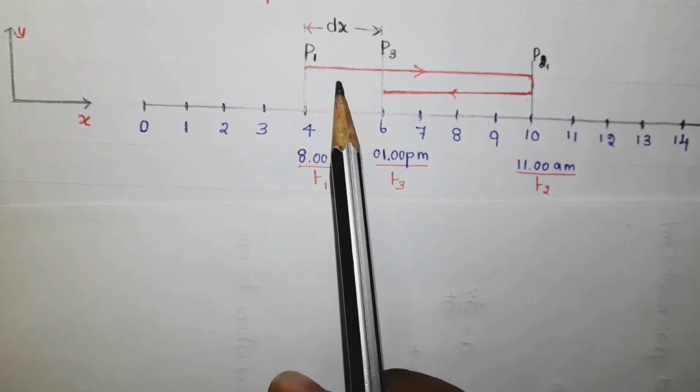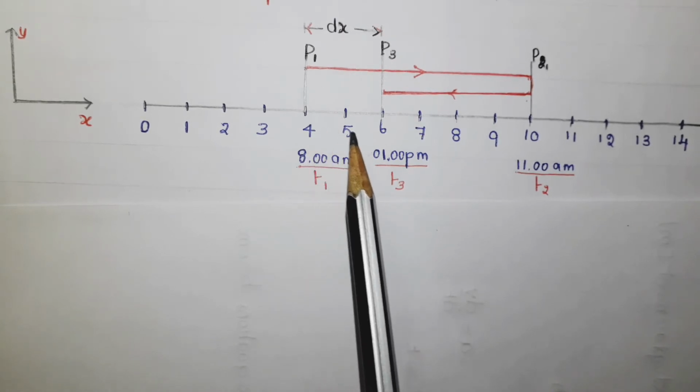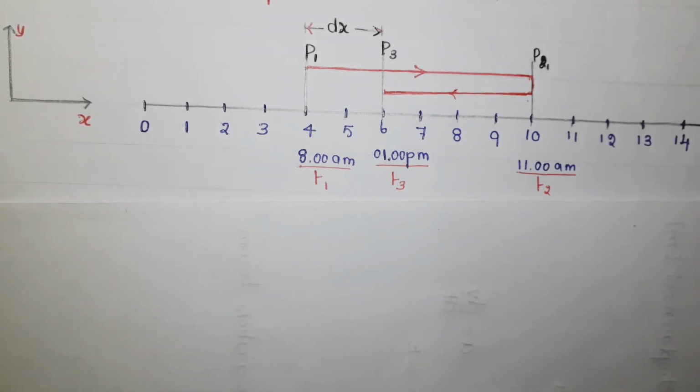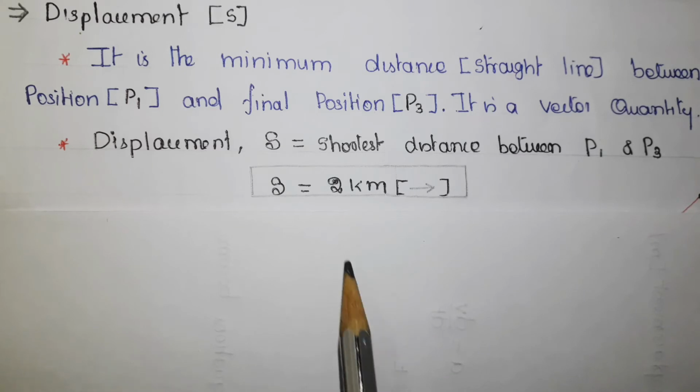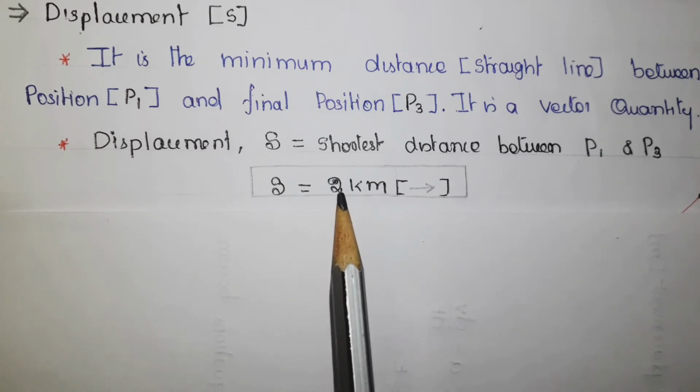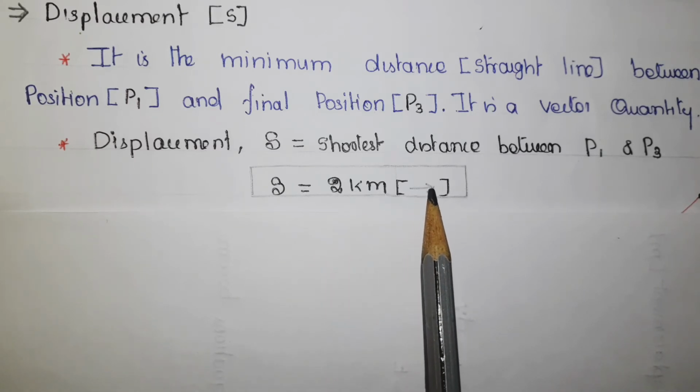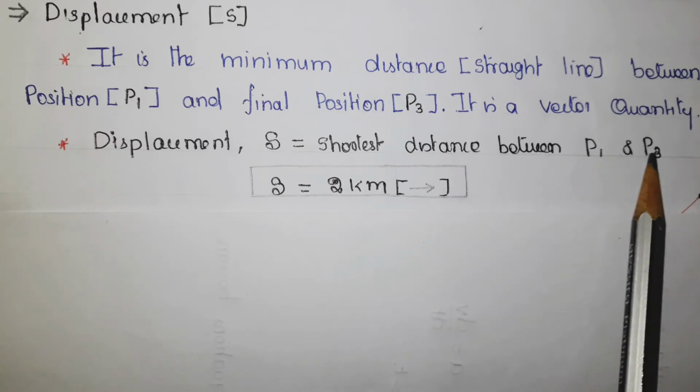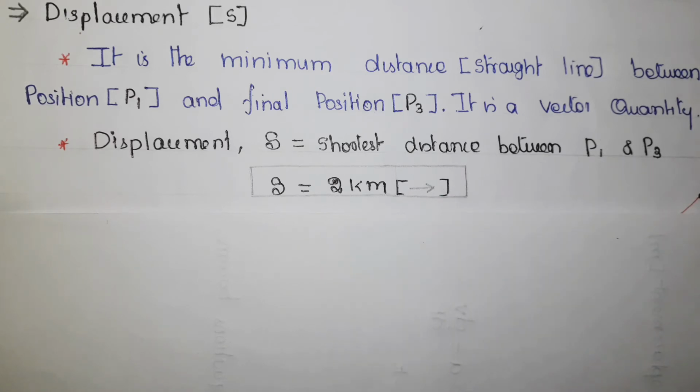It is represented by dx also. So this is what is known as displacement. So here it is represented as 2 kilometer. Moreover, this is the direction of the movement, okay, from P1 to P3. Okay, so this is the displacement.